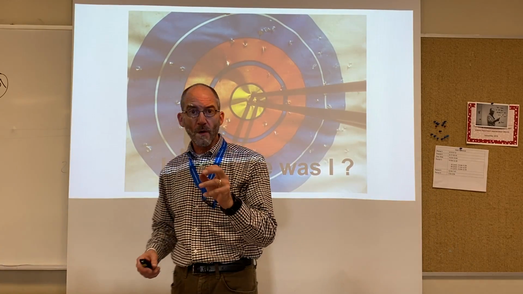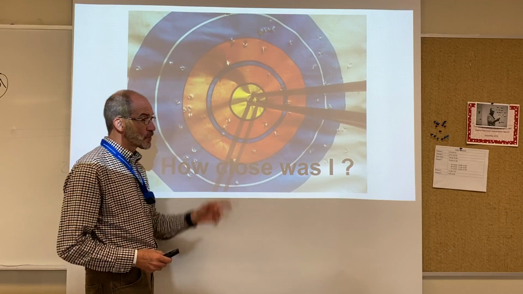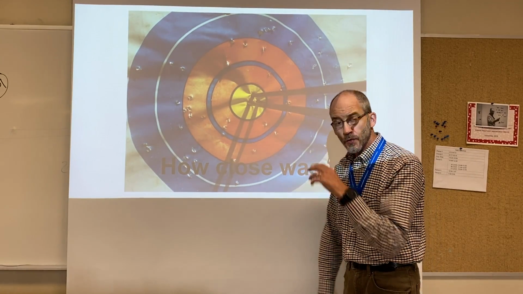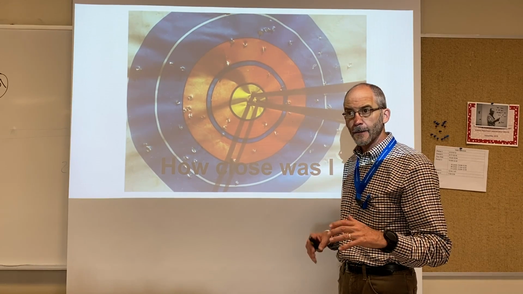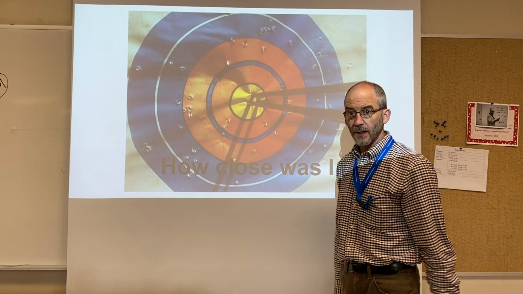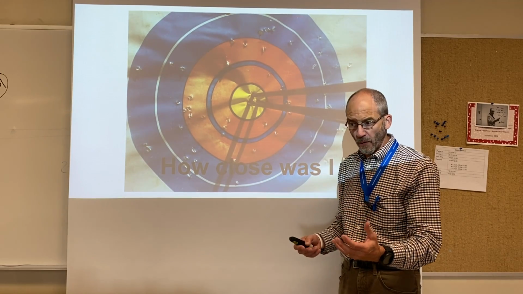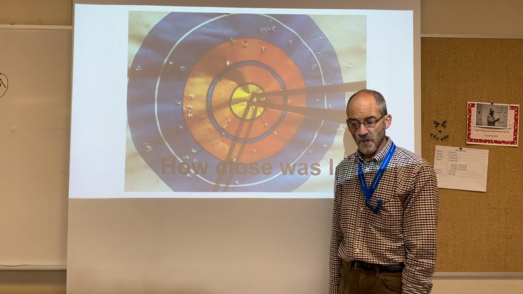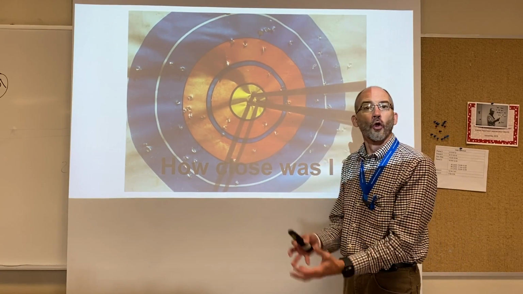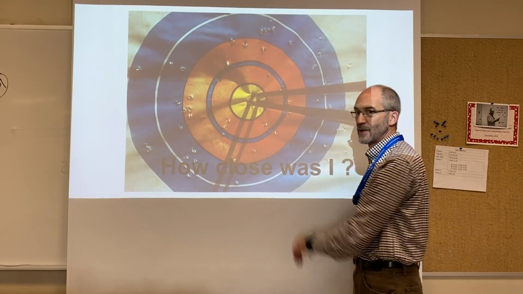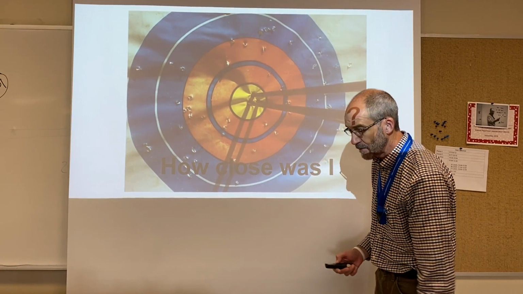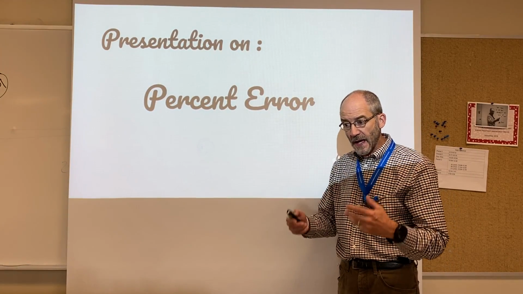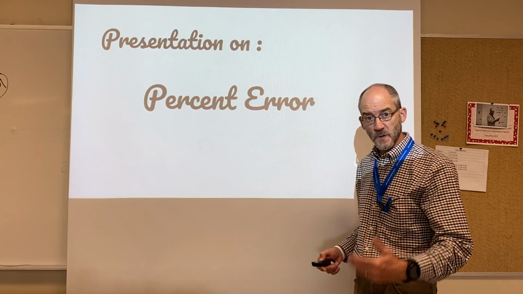In other words, we want to know how close we really were to the real measurement, or to the measurement that would be a generally accepted measurement. For instance, the boiling point of water in degrees Celsius would be 100.0 degrees Celsius. So how close were we to that, hitting the bullseye, so to speak? All right, we can figure that out. We can calculate something called percent error, and that is something that we are going to discuss in this presentation.